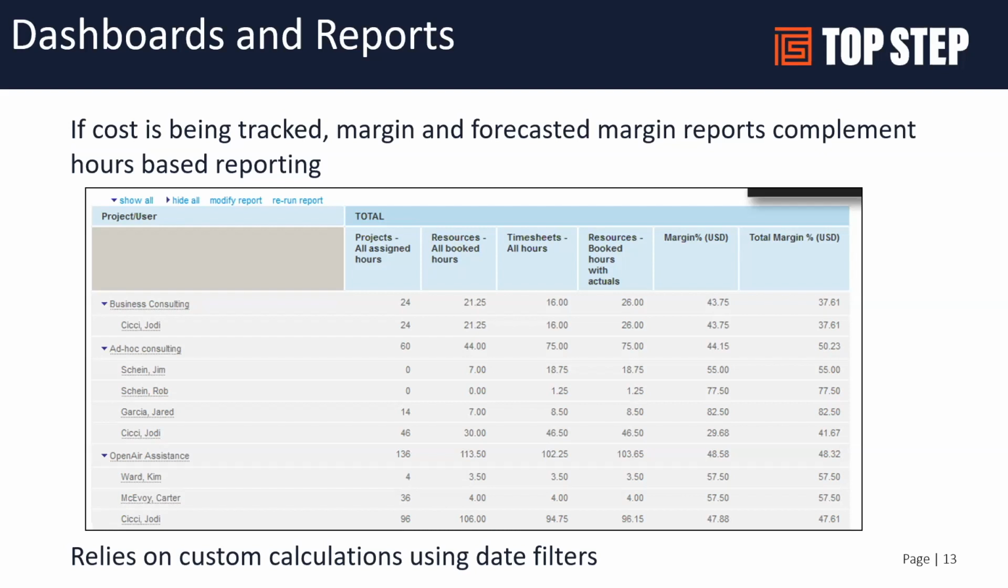If you look at the total margin, this is what's showing what we're going to be at the end of the project based on the data. So although we are currently at 43.75% for the business consulting, at the end of the project, should things go the way that they are planned, we will be at 37.61%. So again, another KPI that you can do if you are managing margins and costs in OpenAir, and it gives you a really good indicator of how the projects are doing and overall health.